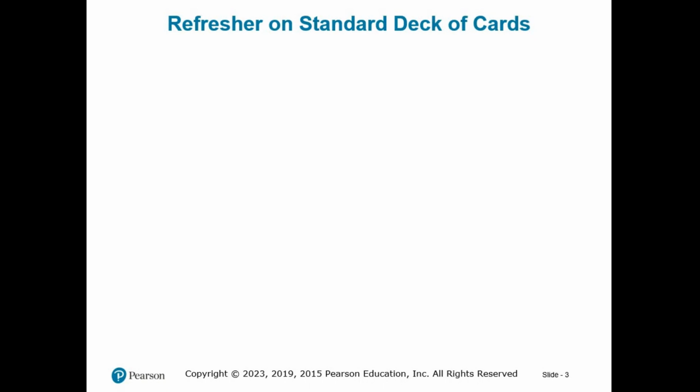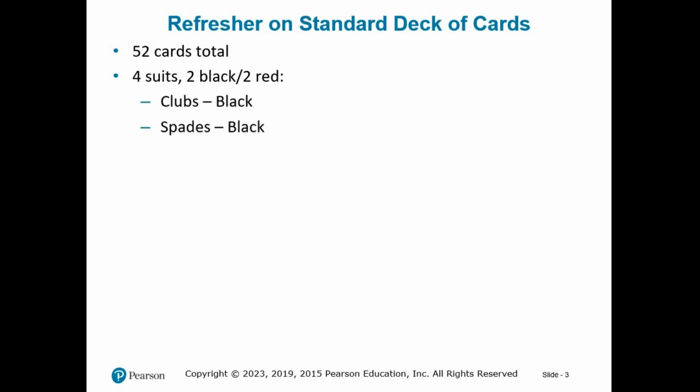But here's a breakdown of what's in the deck so you can confidently deal with all of these playing card questions. Okay, first of all, there are 52 cards total. There are 4 suits, or those little symbols that are on the cards. 2 of them are black and 2 are red. Clubs are black, spades are black, hearts are red, and diamonds are red.